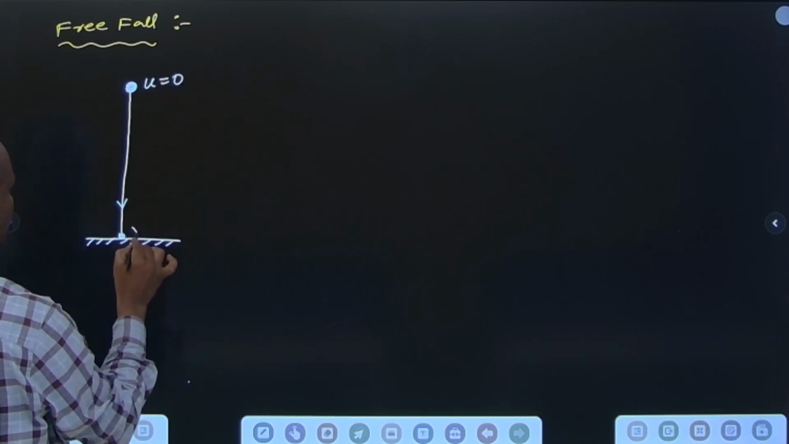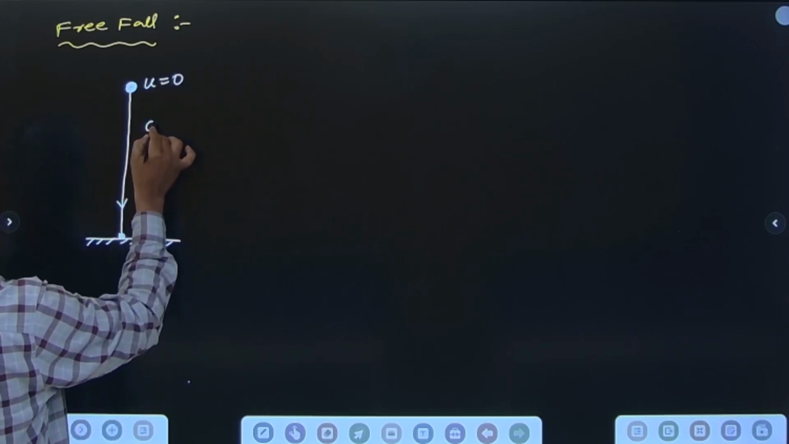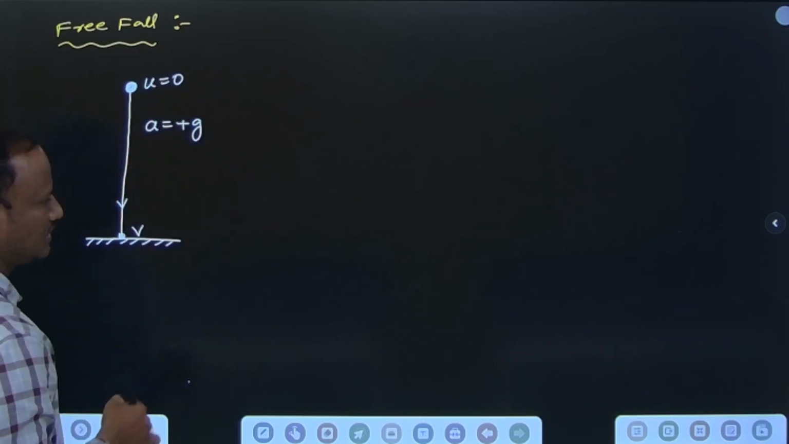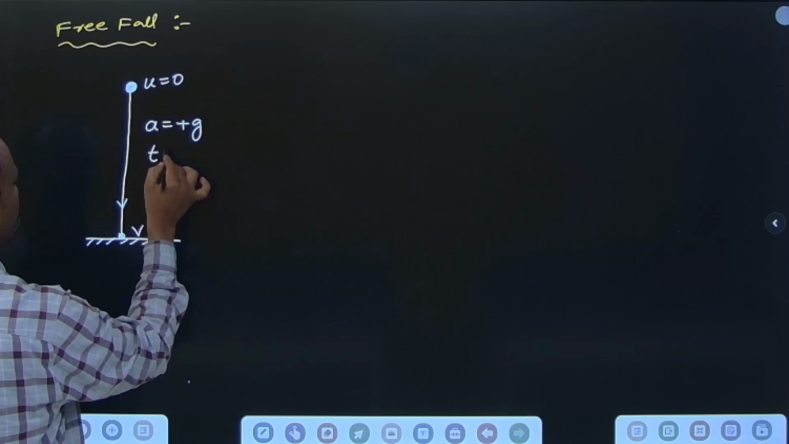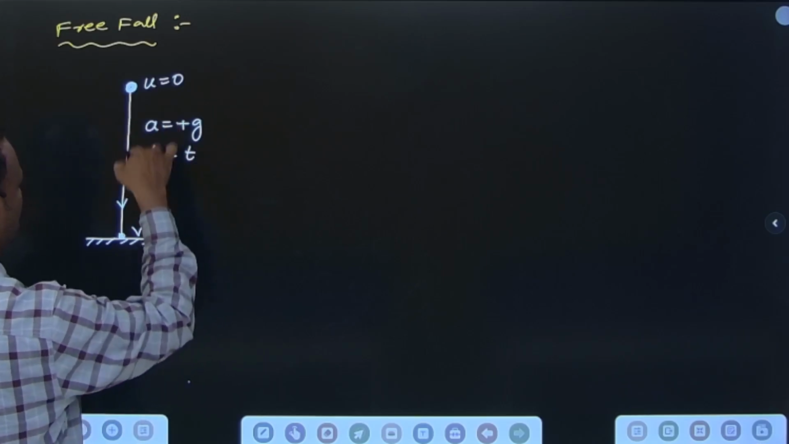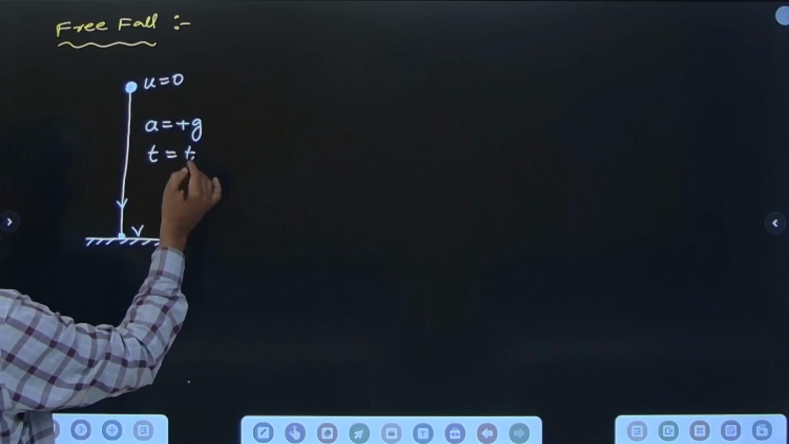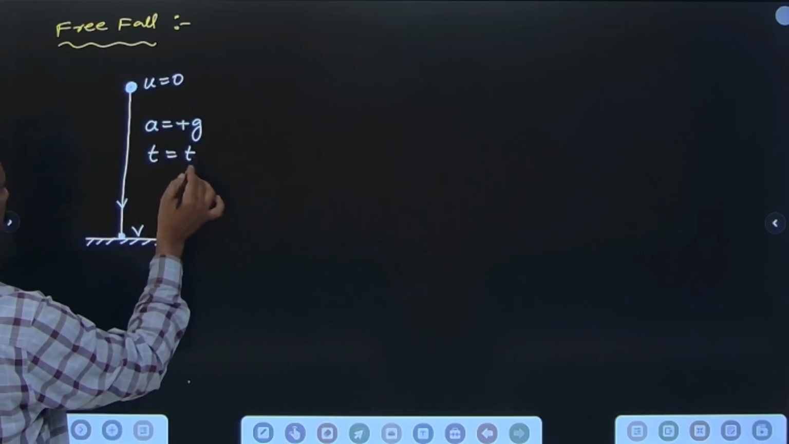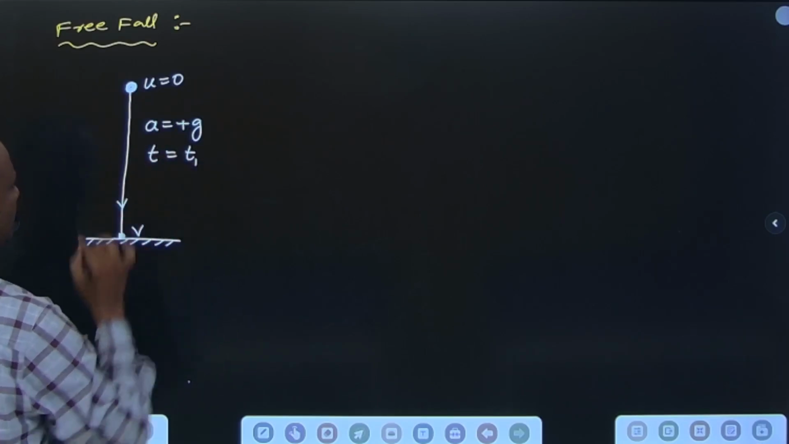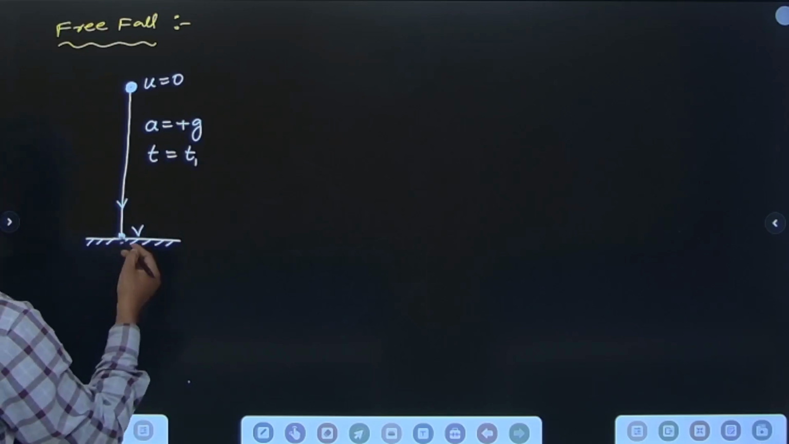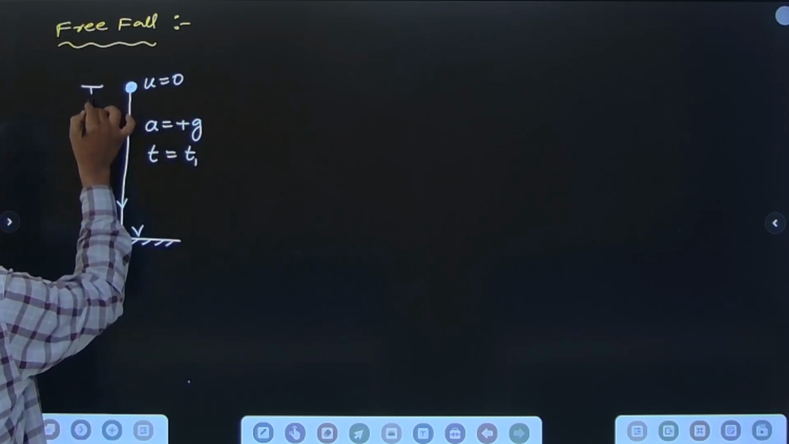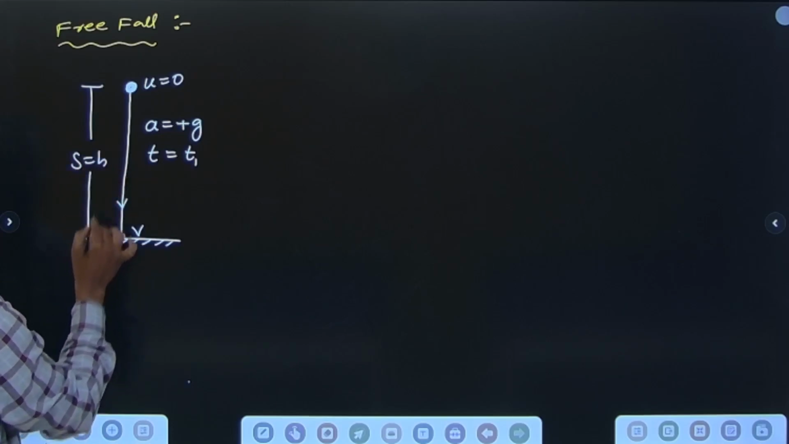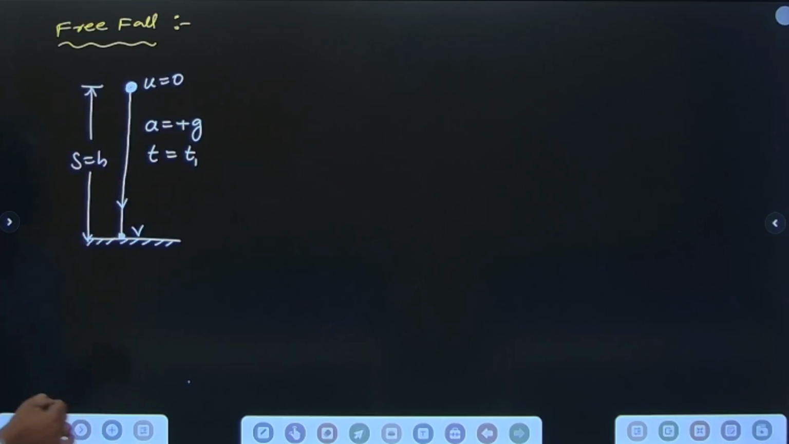Acceleration a is equal to plus g, because the velocity is increasing, and the time taken t is the time of descent. Let it be just t for now; later we will discuss t1, the time of descent. The height from here to here, s, is equal to h.